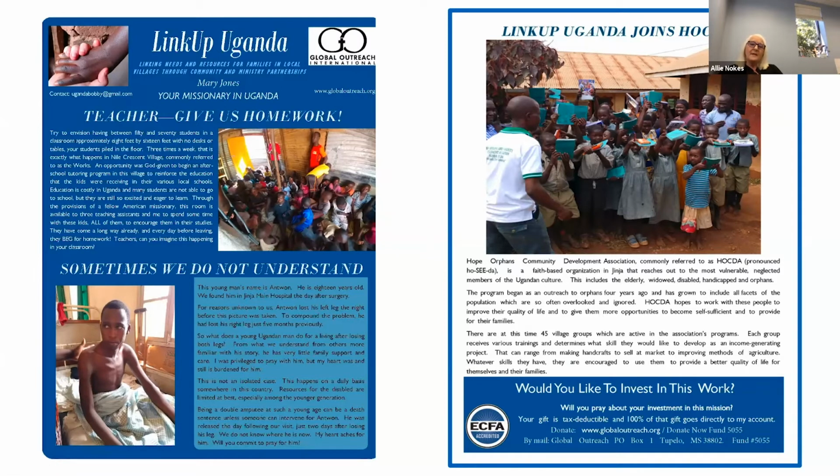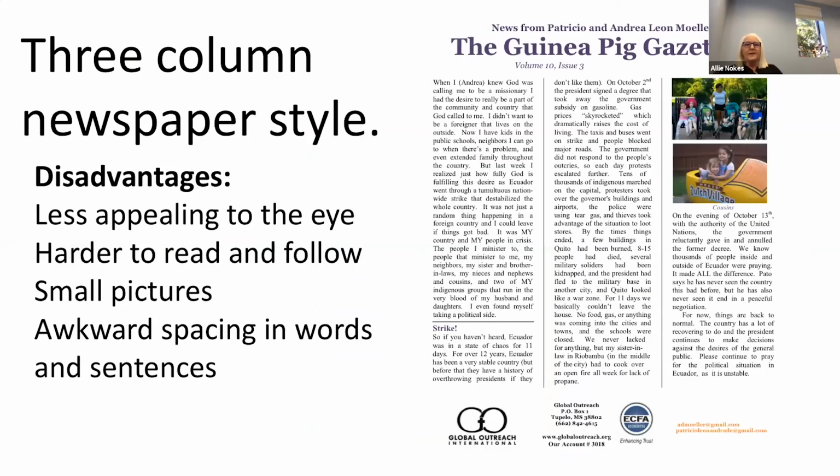The one thing I would say more than anything is stay away from the three columns. This is a newspaper style print and it's really hard to read. You get short sentences, and you're limited on where you can put your pictures. They don't work well in this type of letter. The Guinea Pig Gazette has come in for the last five years exactly the same. She's never changed it. It works for her, but it is a hard letter to edit and a hard letter to read. So think about it when you're making that. It just makes it a little awkward in your words and in your sentence spacing.